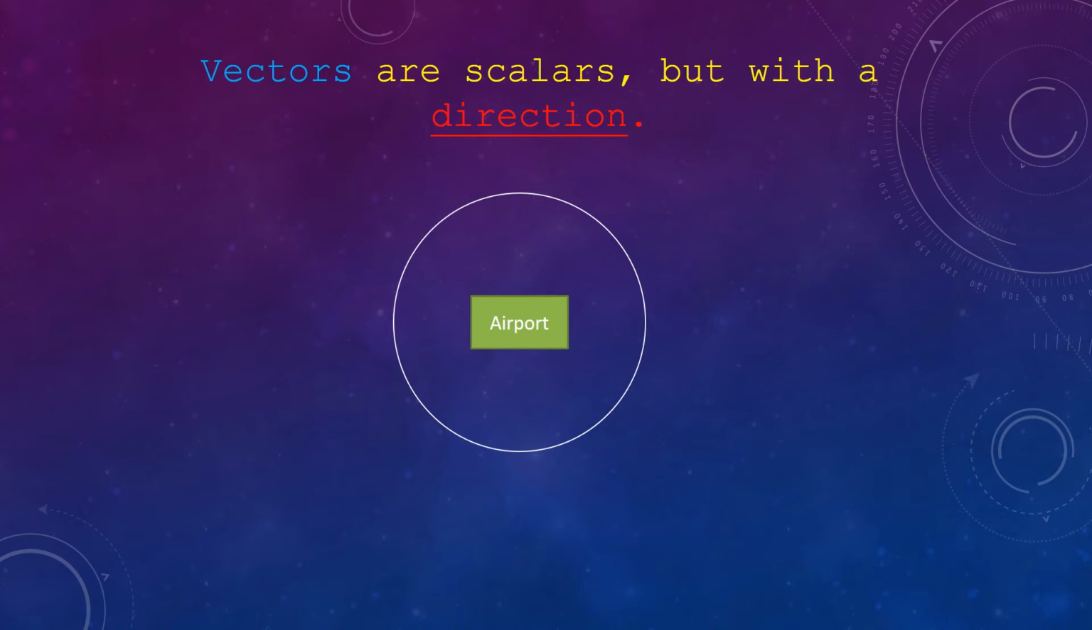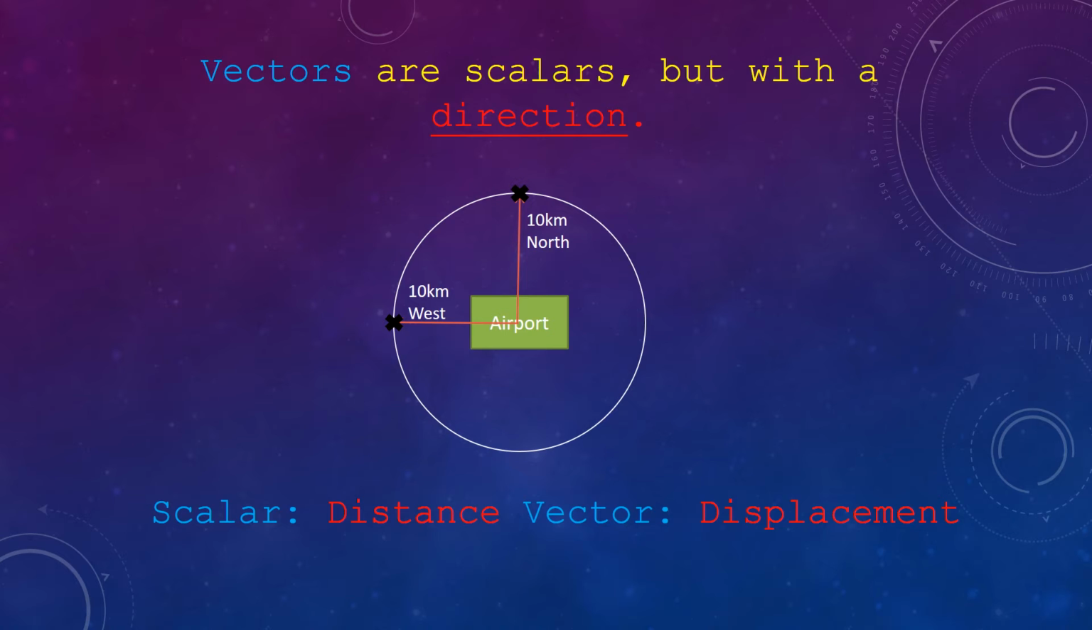To convert this into a vector, we have to give a direction from the airport to where I'm located. So for example, I could be located 10 kilometers away from the airport, exactly north. Or I could be 10 kilometers exactly west. Now not only do you know how far away I am from the airport, but you also know exactly what direction you must travel to reach me. And this pinpoints your location. So in this case, the scalar is distance and the vector is called displacement.